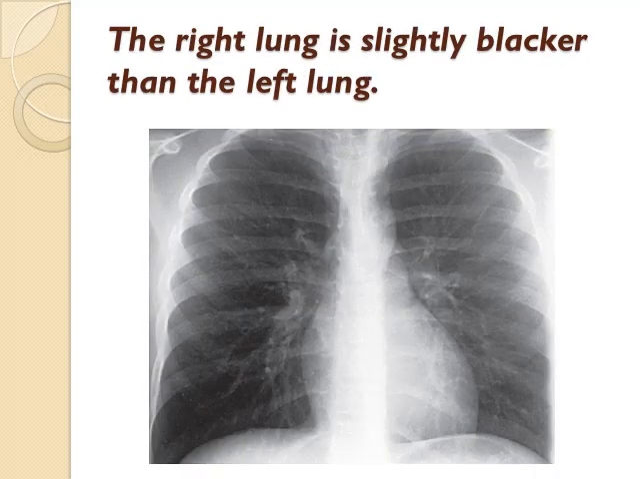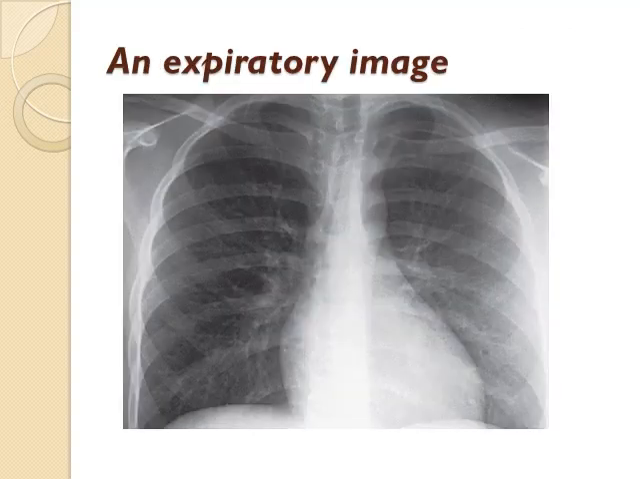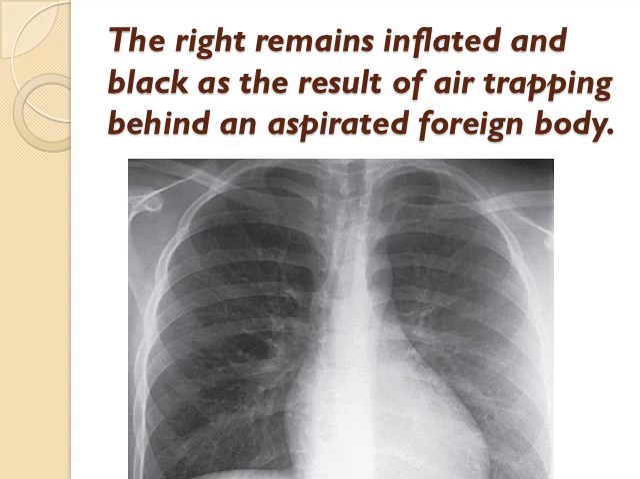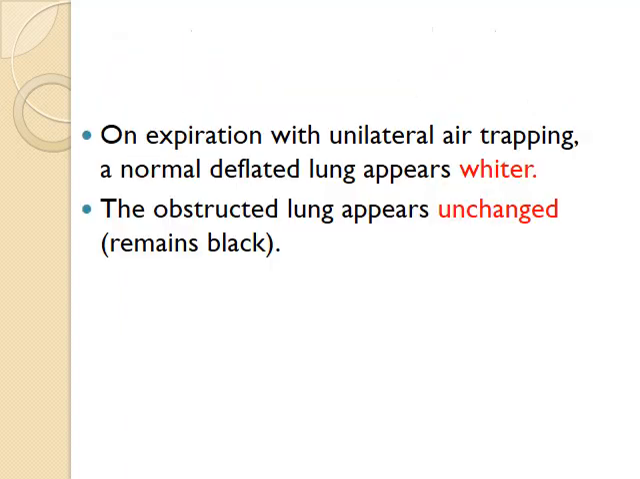So let's see an example. In this X-ray, the right lung is slightly blacker than the left lung, but during expiration, you can see some whiter opacity on the left side of the lung. But actually, the left side is normal because the left lung deflates normally and gets whiter, whereas the right lung remains inflated and black as a result of air trapping behind an aspirated foreign body. So on expiration with unilateral air trapping, a normal deflated lung appears whiter, while the obstructed lung appears unchanged; it remains black.